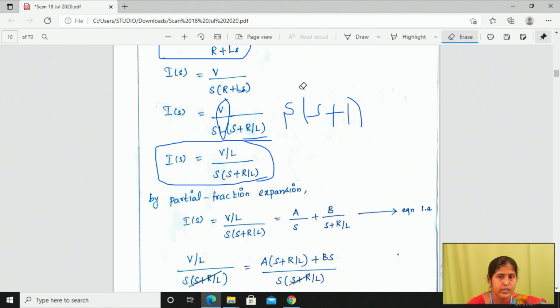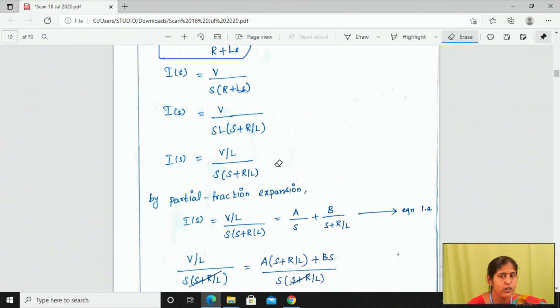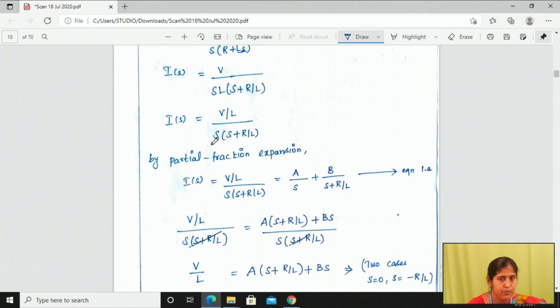Okay, so now we can take the inverse Laplace transform of I of s, we can get the I of t. But before applying the inverse Laplace transform, you have to check, see the denominator function. Here we have two cases. If suppose in denominator function you have a single case, means you can directly apply inverse Laplace transform to get the I of t. That is the important thing.